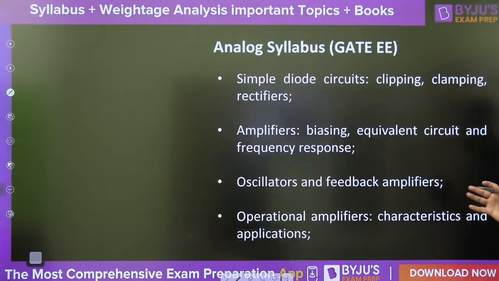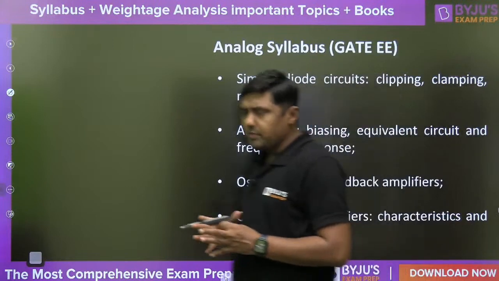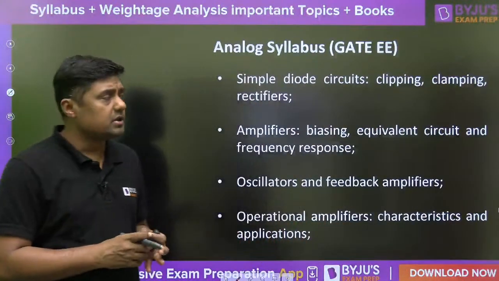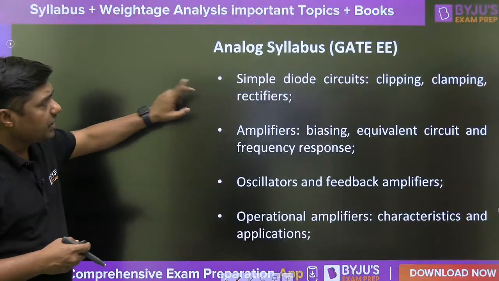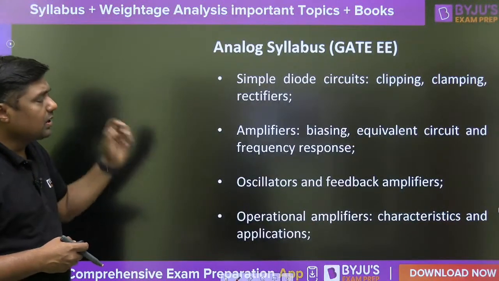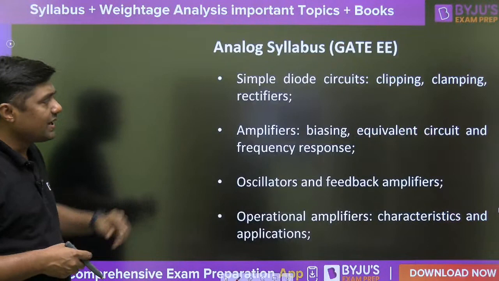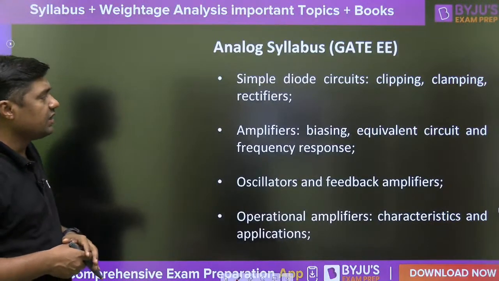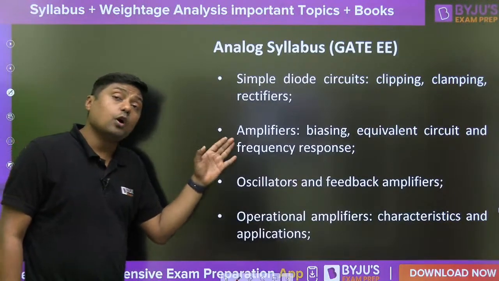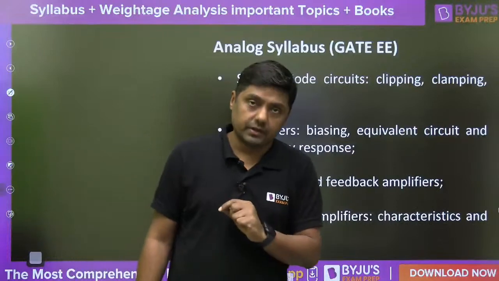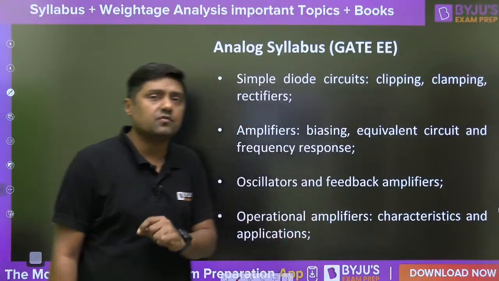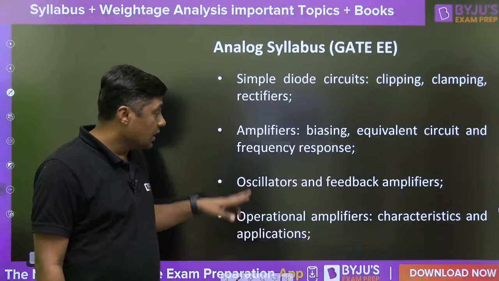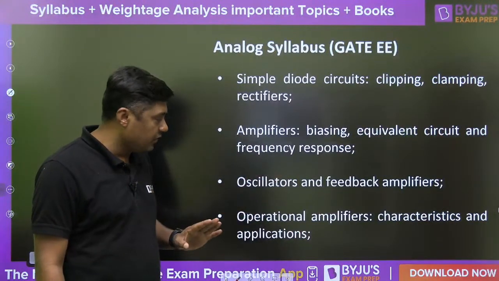Then, guys, the analog syllabus. For electrical students, what is given in the syllabus: simple diode circuit, clipper, clamper, rectifier, voltage doubler, then amplifier, biasing and equivalent circuit, and frequency response of BJT as well as MOSFET. JFET is not in the syllabus of the GATE examination. Remember, JFET, that is junction field effect transistor, is not in the syllabus. Then oscillators and feedback amplifiers.